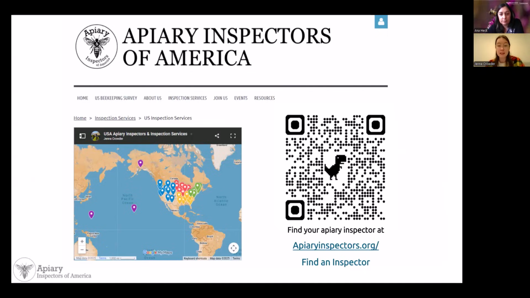and you can find the contact info for your apiary inspector at our website, apiaryinspectors.org. There's that QR code should take you there. And then also, if you just go to that website, apiaryinspectors.org, I believe the first thing on there is find your inspector. So definitely encourage you to check that out.